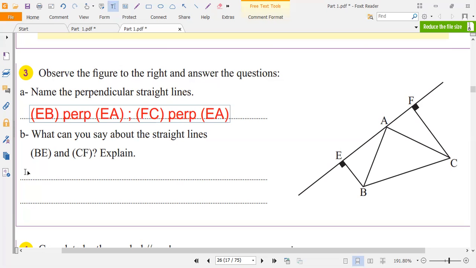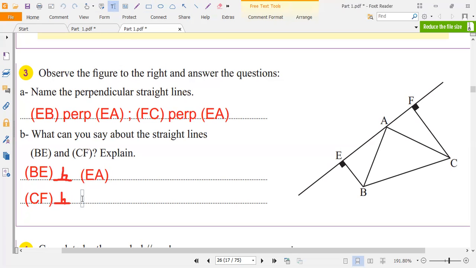Let's write a symbol first. BE is perpendicular to EA and CF is also perpendicular to EA. Look, they are perpendicular to EA, so they are parallel to each other.